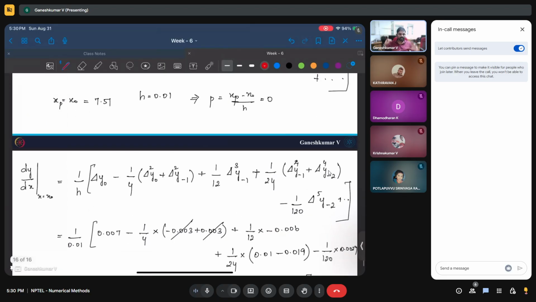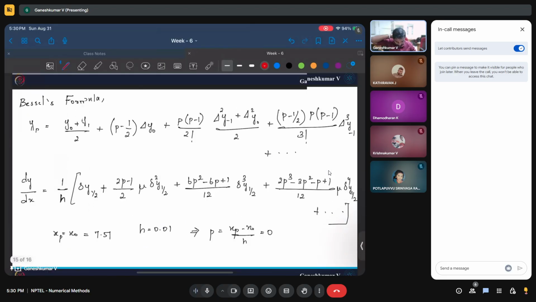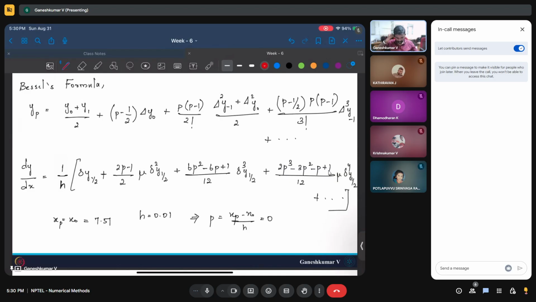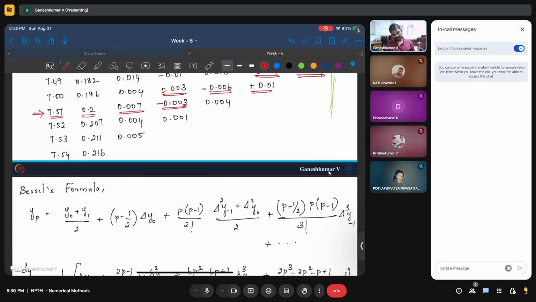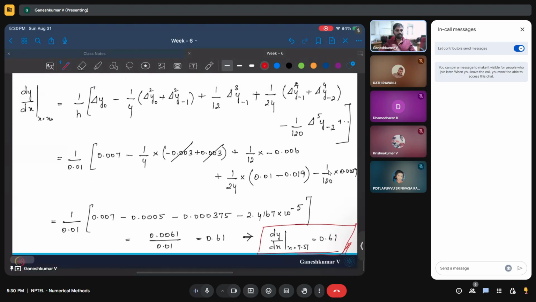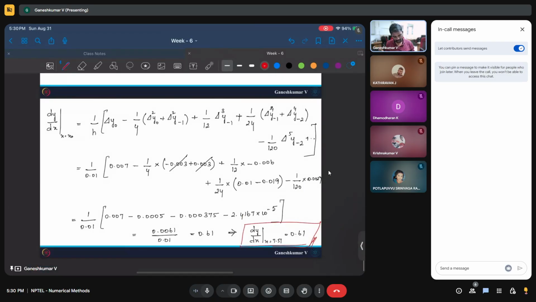So you just need to make a forward difference table and then apply Bessel's formula, and then straightforward simplification will give you the final answer.